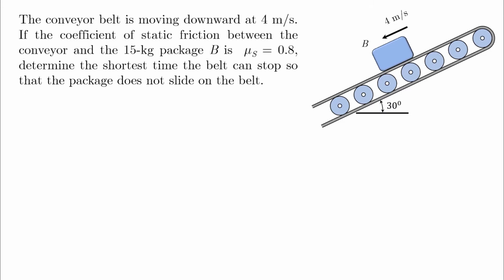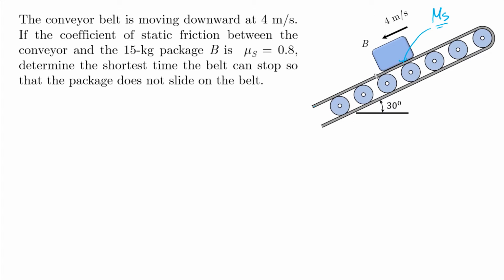The conveyor belt is moving downward at 4 meters per second. If the coefficient of static friction between the conveyor and the 15 kilogram package B is μs equals 0.8, determine the shortest time the belt can stop so that the package does not slide on the belt.